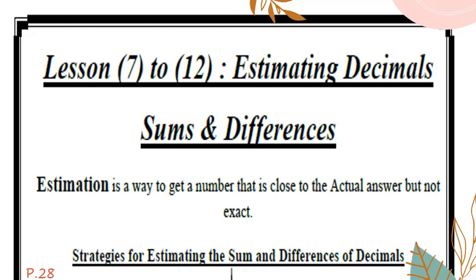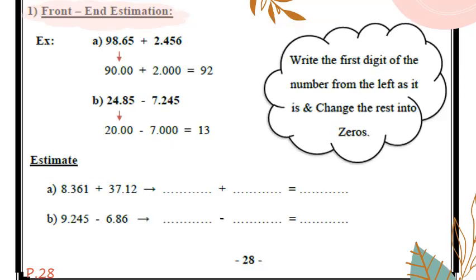Estimation is a way to get a number that is close to the actual answer, but not the exact one. Here we have many types of strategies for estimating the sum and the difference of decimals. Let's talk about the first type, the front-end estimation. What is the front-end estimation? Front-end estimation is to write the first digit of the number from the left as it is and change the rest into zeros.